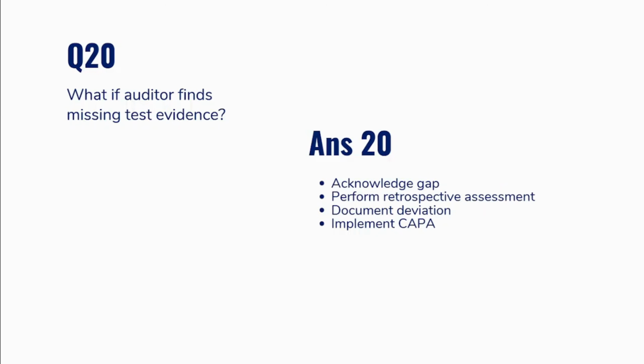Now, what if the auditor finds missing test evidence? You have to acknowledge the gap, do a retrospective assessment, and do periodic reviews. You have to find a better way to manage it, and make sure that you document the deviation and implement CAPA for the near future.